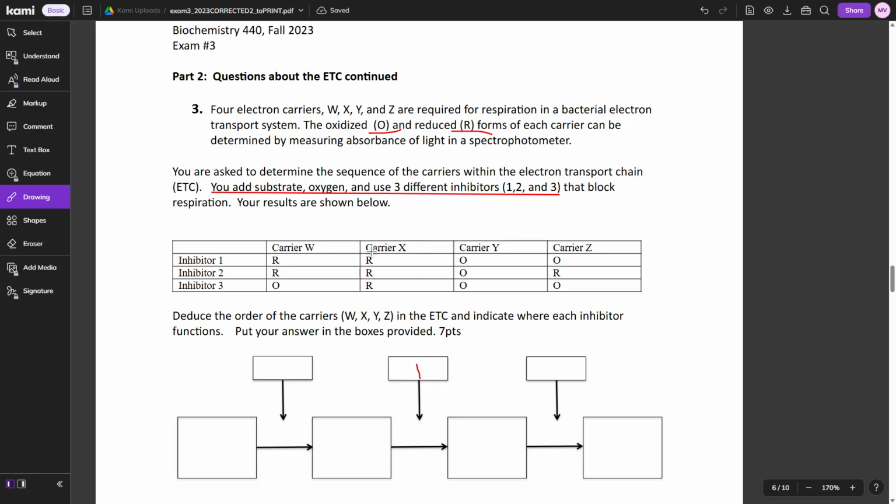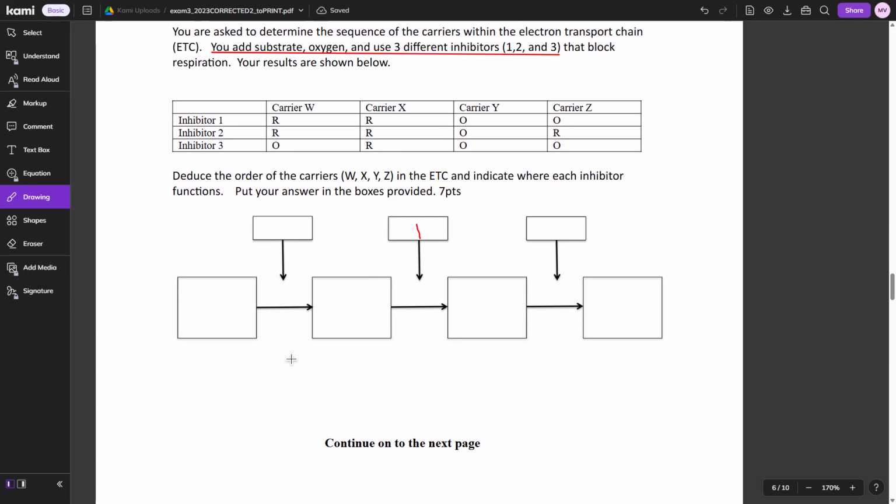So I also know, based off of this first section, that carrier W and X have to be on this side and not at the end of the chain, because if they were at the end of the chain, I would expect them to be in the oxidized form, not the reduced form. Does that make sense? Okay, trying to make sure I keep everybody on track here. So this side's going to be Y and Z then. So you actually got a lot of information from that first trial already.